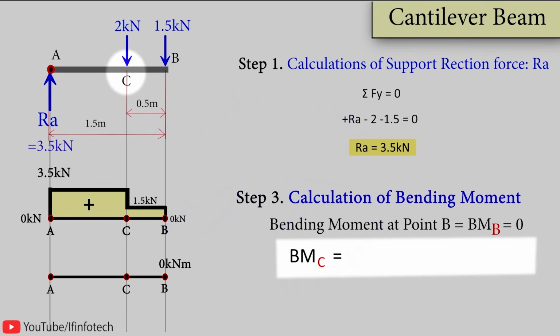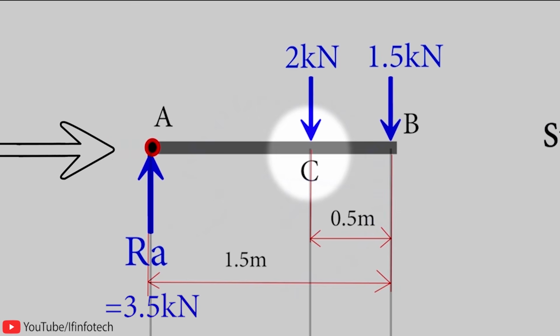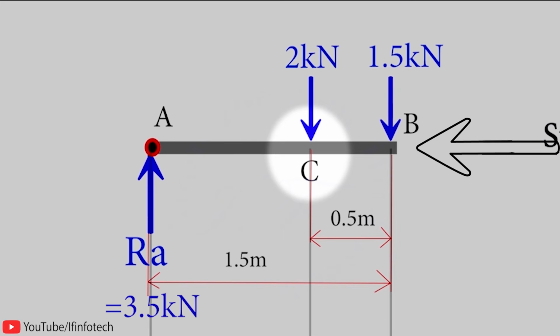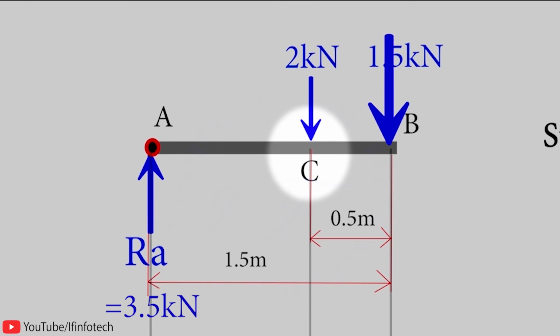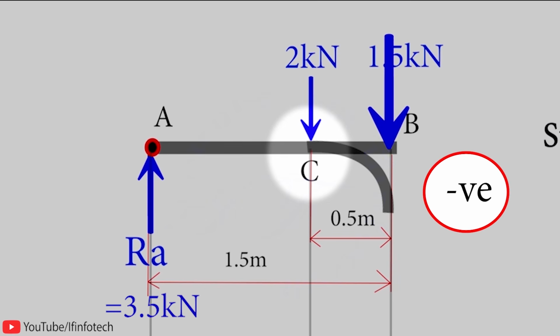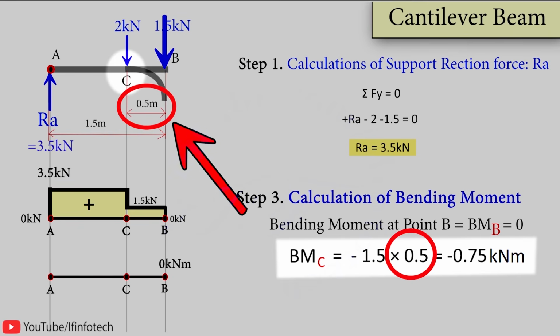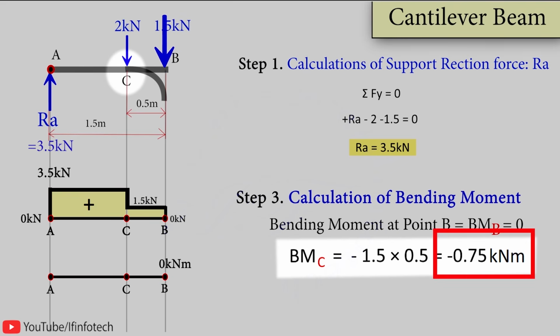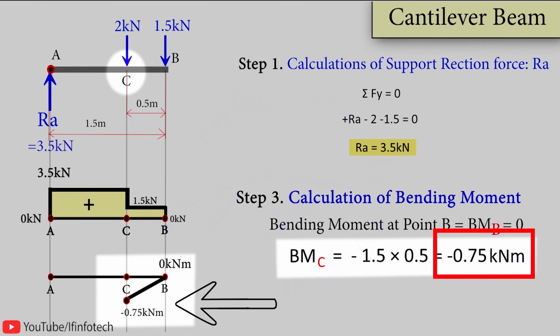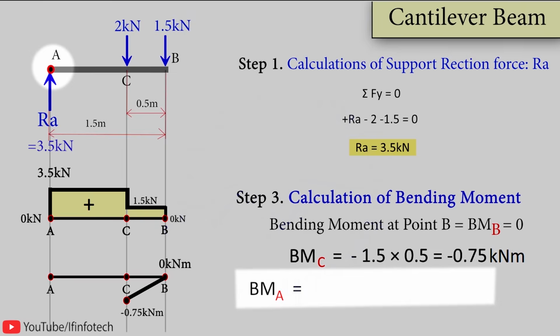Now to calculate bending moment at point C, you can start either from left end or from right end of beam. Here I will start from right side, and to its right side there is 1.5 kN force which is downward force, and due to this force the effect on beam is hogging effect, and for hogging effect our sign convention is minus sign. So the force is minus 1.5 kN into distance from point of action of force, that is 0.5 meter. So the value of bending moment at point C is minus 0.75 kilonewton meter. And here I will mark minus 0.75 kilonewton meter below the horizontal reference line of bending moment diagram.